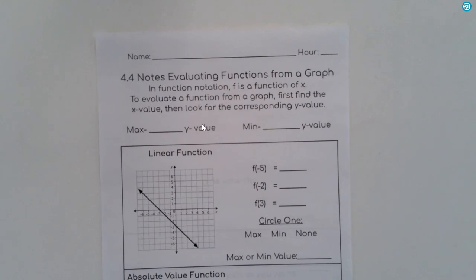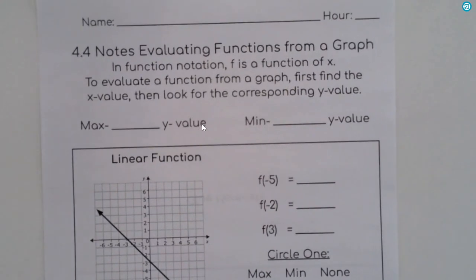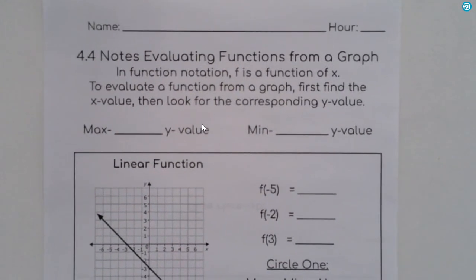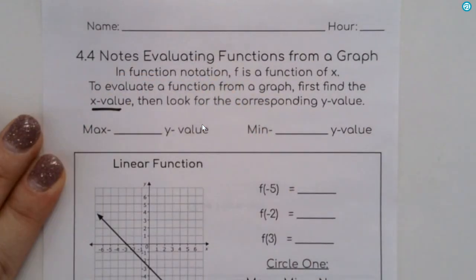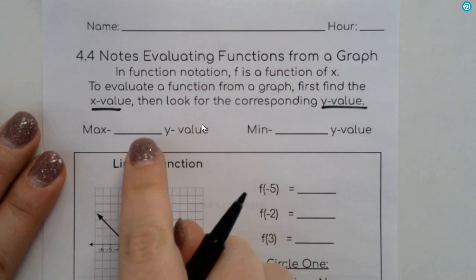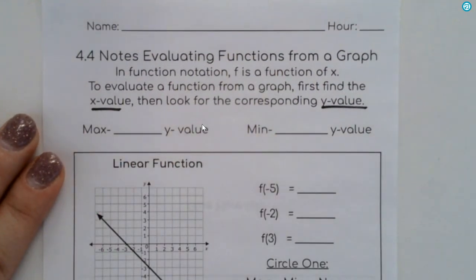Okay, so like we learned in 4.3, in function notation, f is a function of x. To evaluate a function from a graph, we are going to first find the x value, then look for the corresponding y value. We will come back to this max and min stuff.